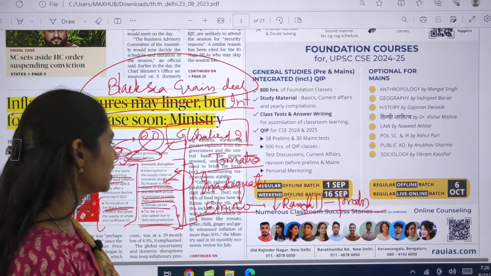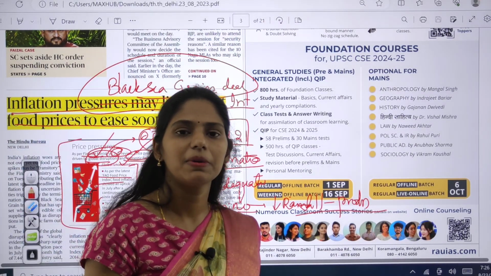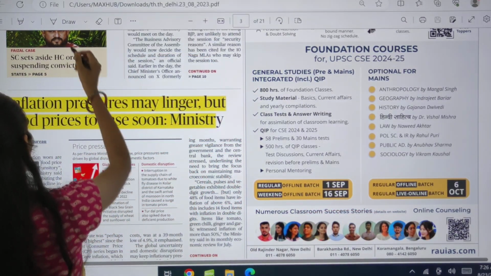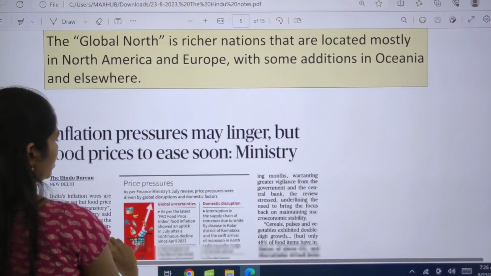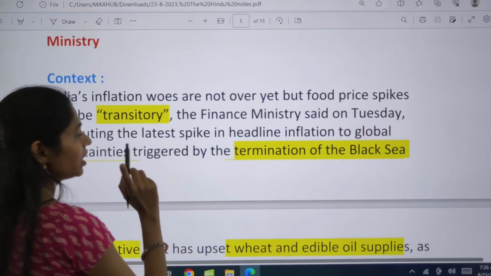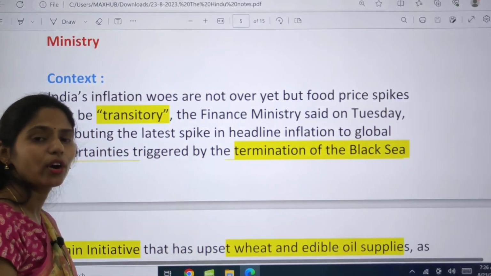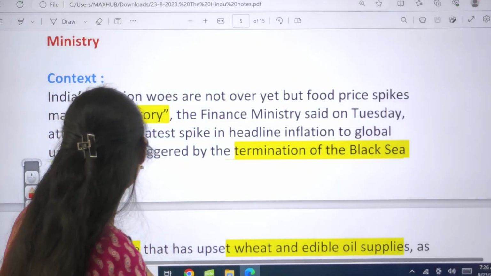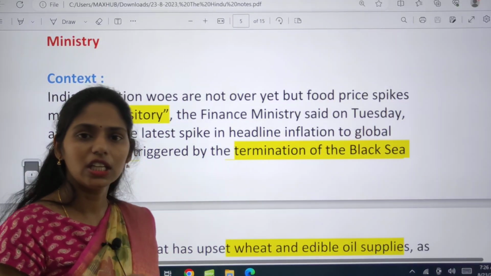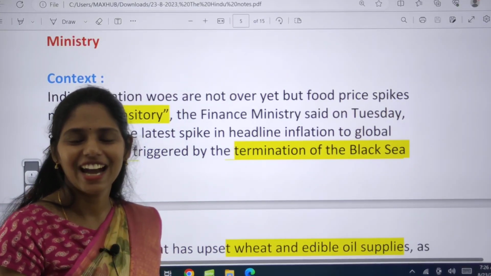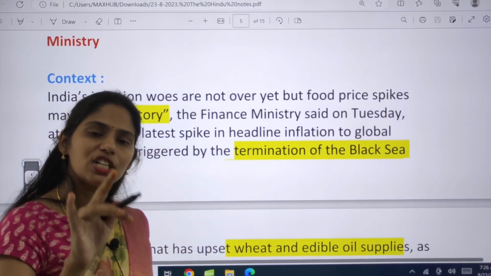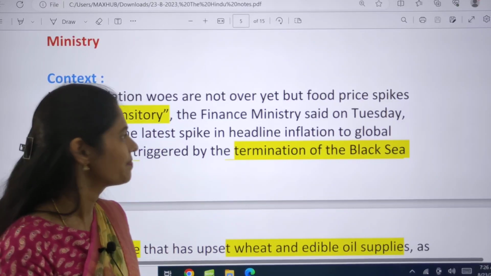Okay, Black Sea grain initiative, why it had been stopped by Russia. So you have to know some facts regarding this. And now let us see this topic in detail. And as I said, this topic is important from international relations, which comes under your GS paper too. So here you have to see which are the ports under this agreement. And here you have to see which are the countries sharing boundary with the Black Sea.